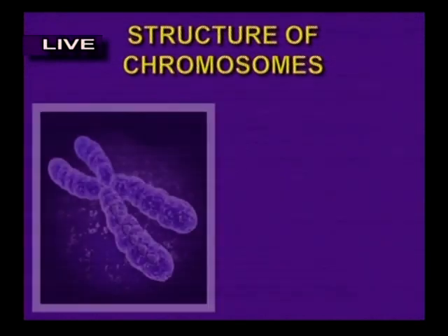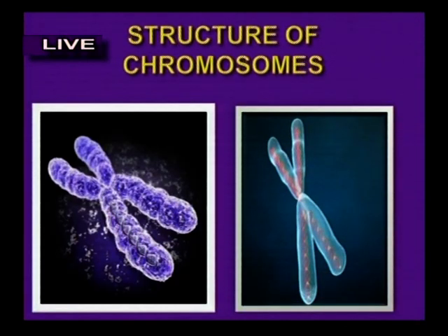Here is the structure of chromosome, friends. These are called arms. If it is only one chromosome, we can say that it is a homologous chromosome. And if there are two, it means it produces the same identical copy, we can say it as sister chromatids.